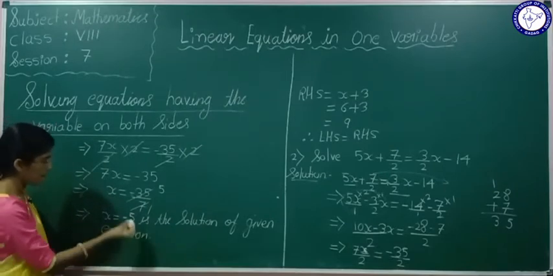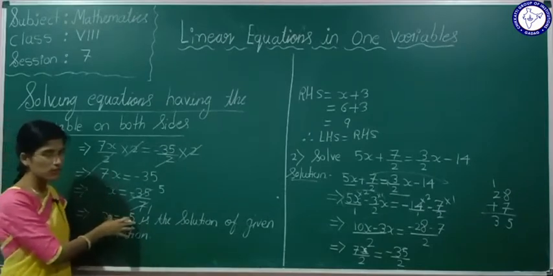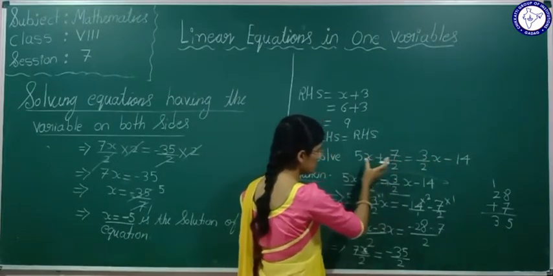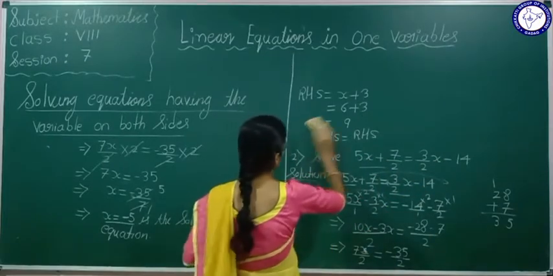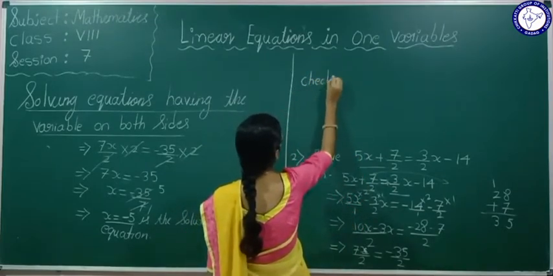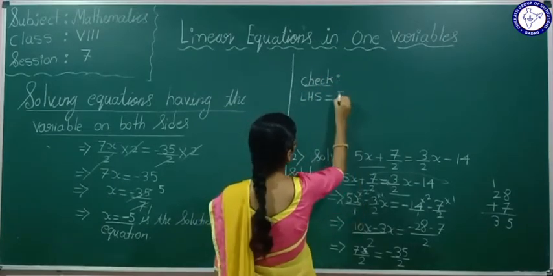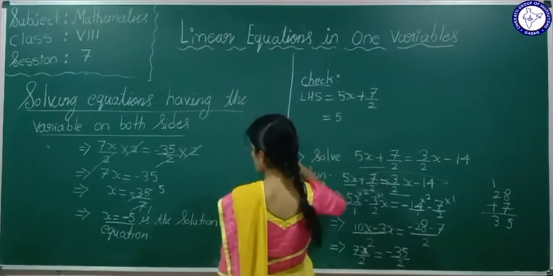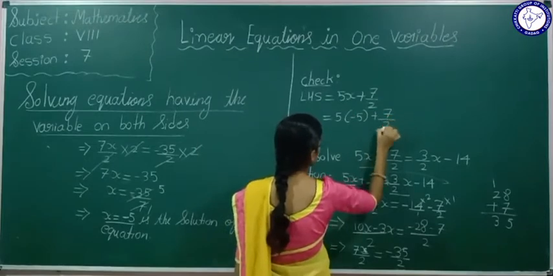Now see here, x is equal to minus 5 is the solution, right? Is this answer correct? What we will do is just substitute this value in the LHS part and RHS, and see whether LHS is equal to RHS or not. Now we will check it. Check LHS. What is LHS? 5x plus 7 by 2. What is x? x is minus 5. 5 times minus 5 plus 7 by 2.